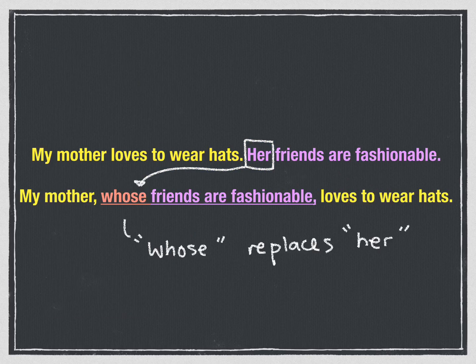Take a look at this example. My mother loves to wear hats. Her friends are fashionable. So if we put these two sentences into one with a relative clause, it will become: My mother, whose friends are fashionable, loves to wear hats. So you can see that whose here replaces her in her friends are fashionable. And this word whose actually describes my mother, the word just right in front of the WH word, to show her possession. So her friends. This is how we use whose.